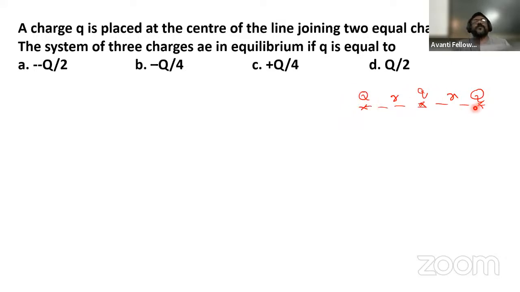And this capital Q also must be 0. So let us see how it is possible. So let me see this one. Here also all the conditions are the same because it is a symmetric distribution. So let me find what is the force acting on this charge Q. This one I am taking.